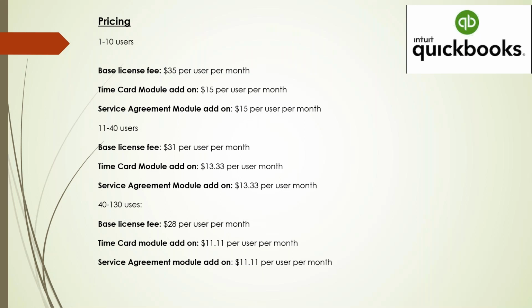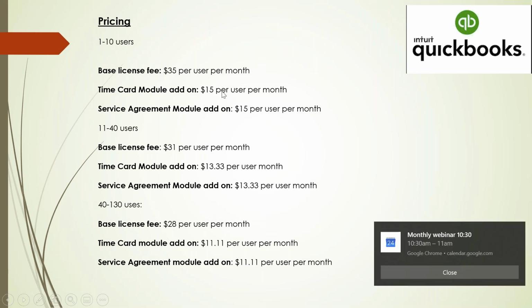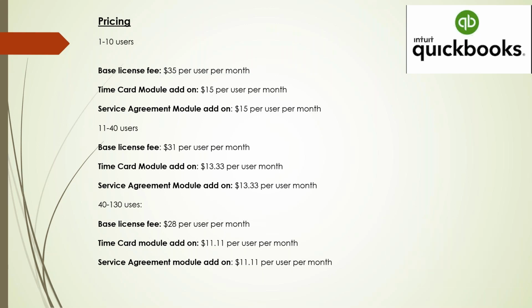So the base licenses do have to match the additional modules. So for example, if I had 6 people, 6 licenses, and I wanted the time card, I would have to have 6 time card licenses as well. So that would be $50 per user, or if you wanted everything, it would be $65 per user. And I would say if you do want to add on one of these modules, having a one-on-one consultation with me would be the best way to decide if those modules would make sense for you.